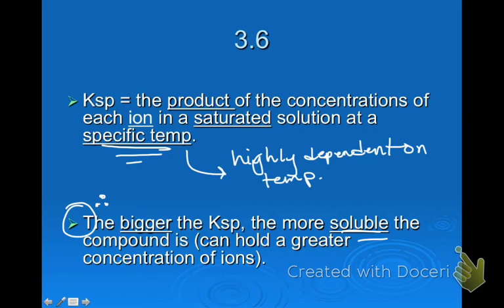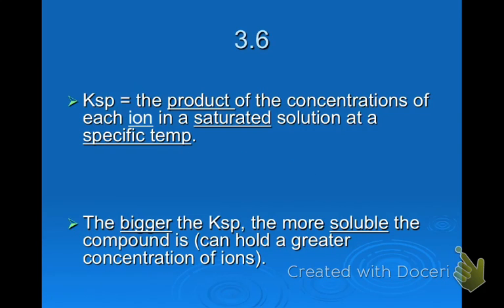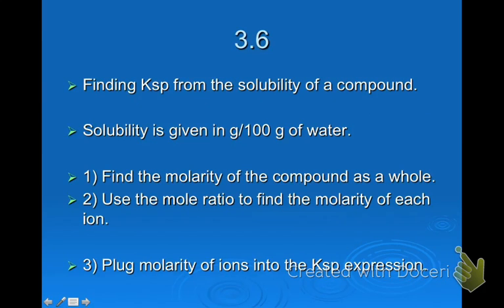So let's apply our idea of KSP now to some situations. The first thing I'm going to have you guys do today is find KSP from solubility. So in other words, when you look on your sheet and I tell you at 50 degrees, what is the KSP of potassium nitrate? You should be able to do that.